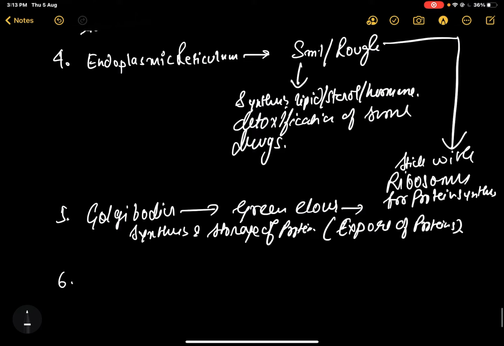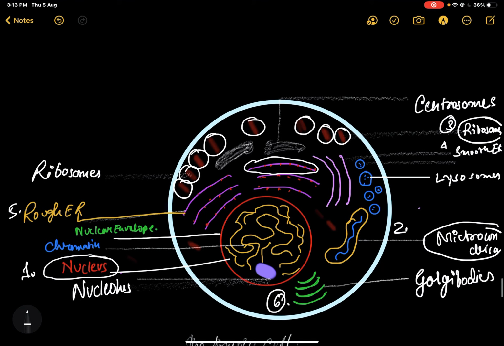We move towards the lysosomes. What are lysosomes? Lysosomes are small membranous vesicles pinched off from the Golgi apparatus. They contain a variety of enzymes involved in breaking down fragments of organelles and large molecules like RNA, DNA, carbohydrates. So this is the lysosome.